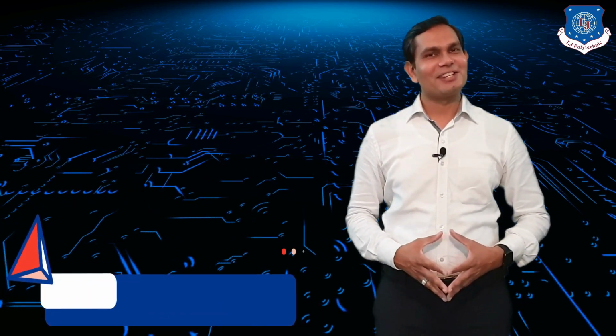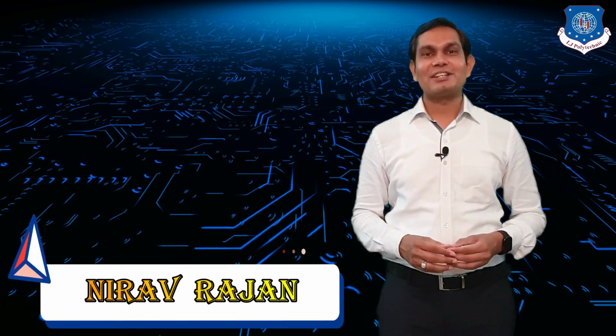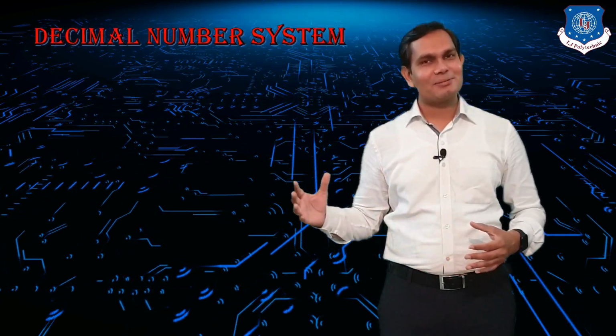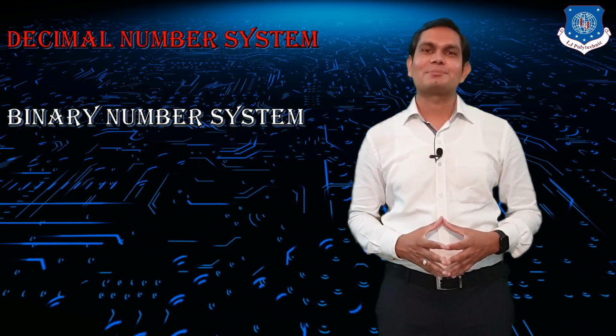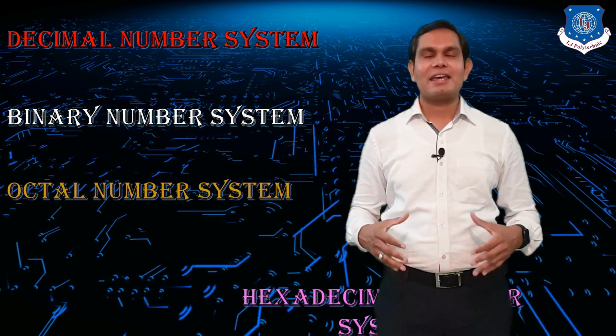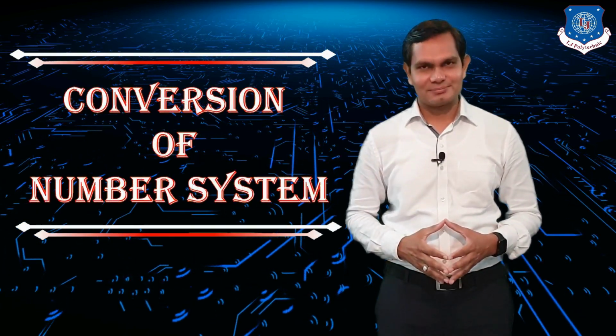Students, myself Nirav Rajans. We have studied 4 types of number systems in the last sessions: decimal, binary, octal and hexadecimal number systems. Now we will learn how to express one number system in another, meaning conversion of number systems.